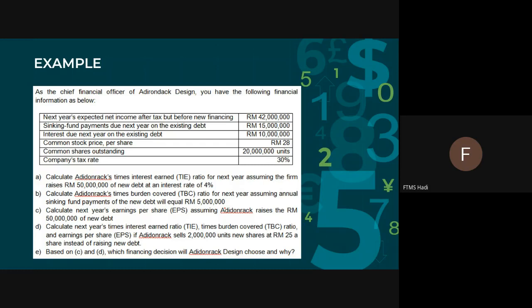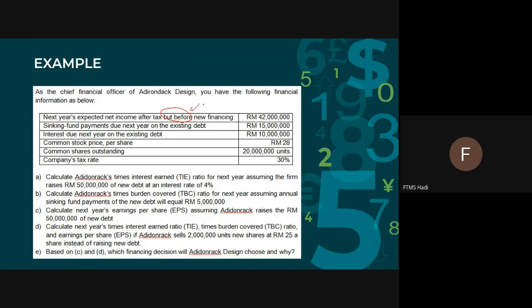Okay, let's have a look at the question. As the chief financial officer of Adirondack Design, you have the following financial information as below. You need to understand the wordings of this information. The first one, next year's expected net income after tax, but before new financing. Before new financing means that they don't take any loans yet or take the decision to add new shares yet. That means this is the old data.